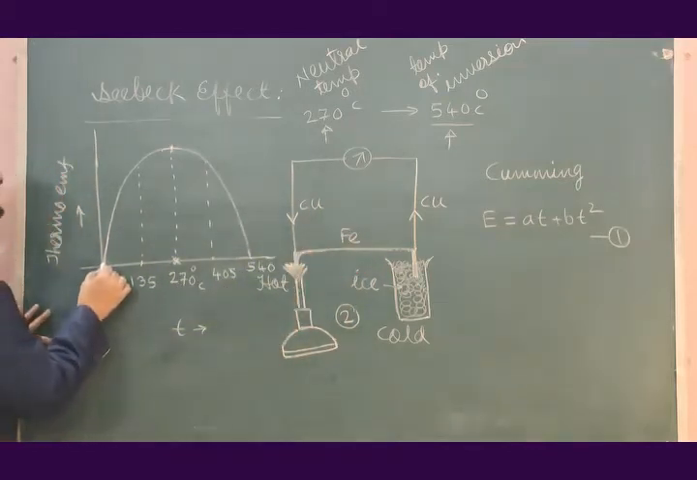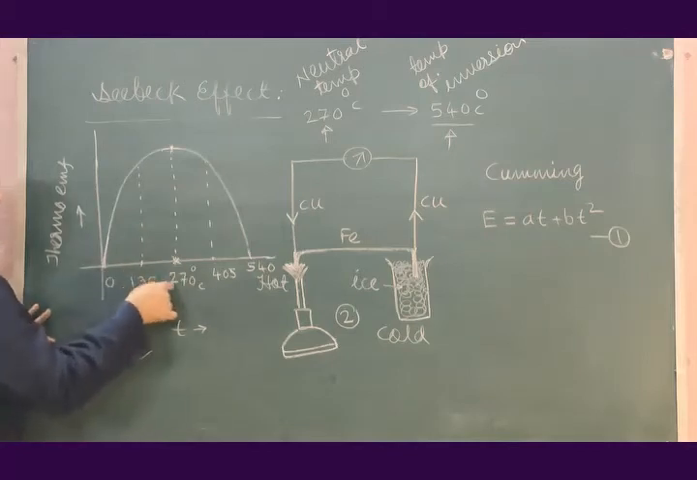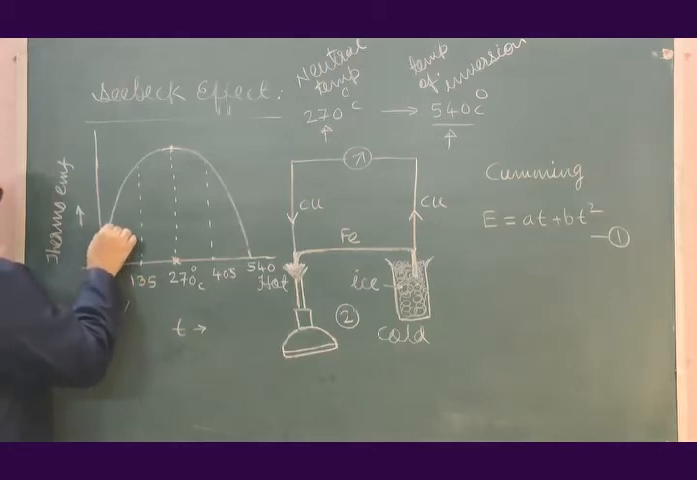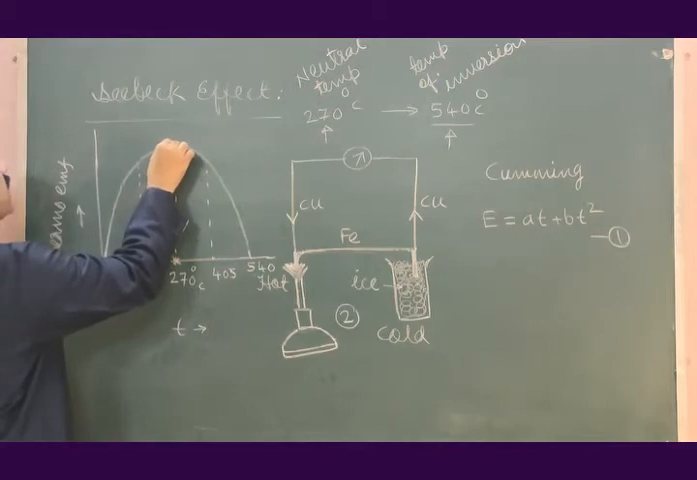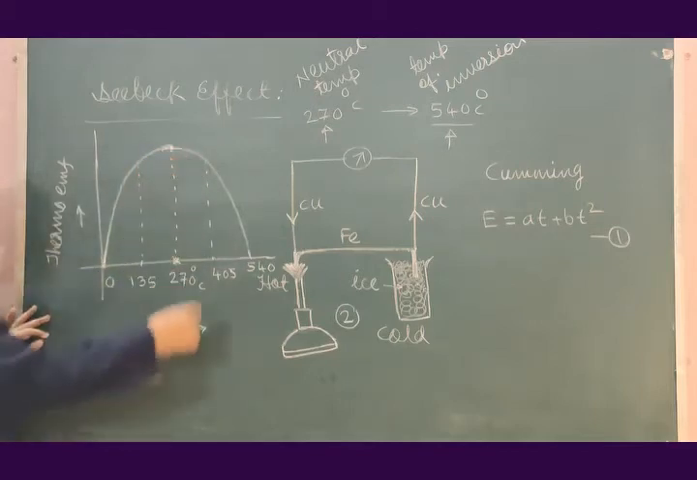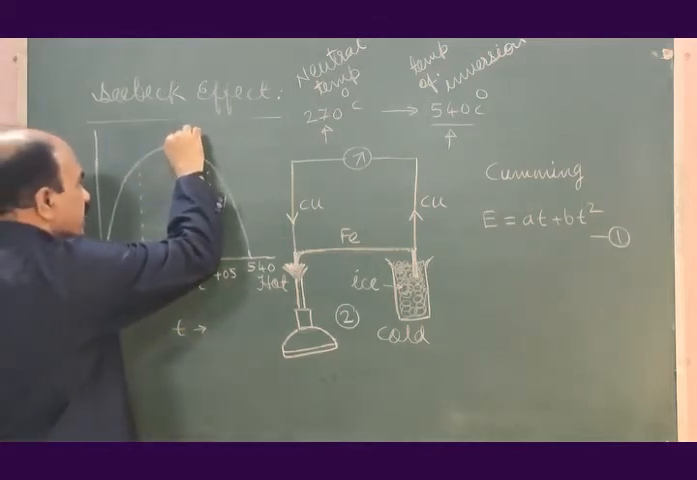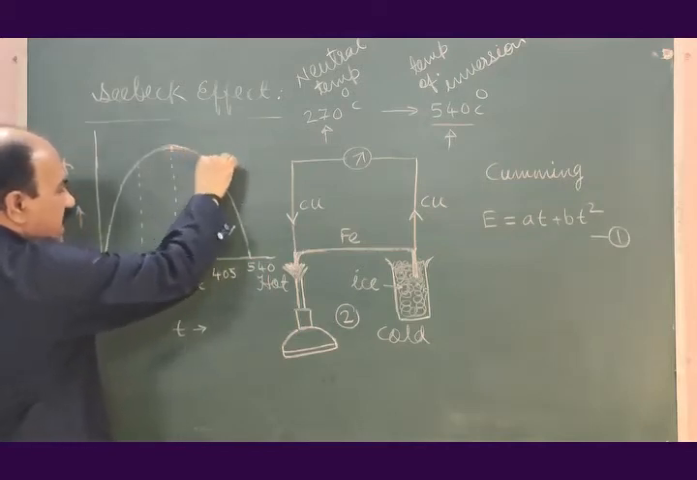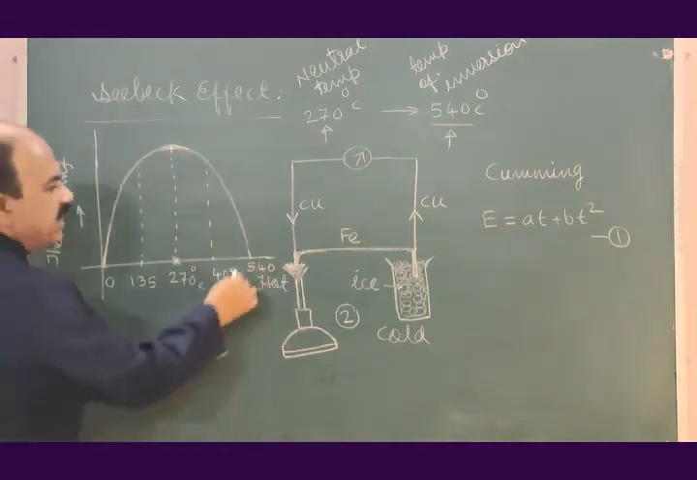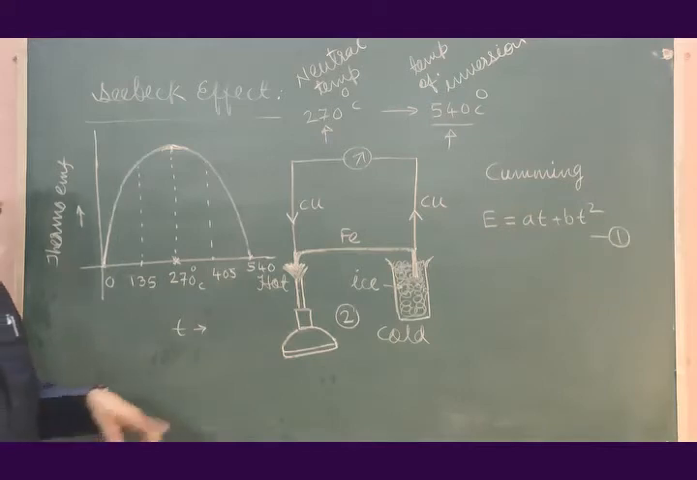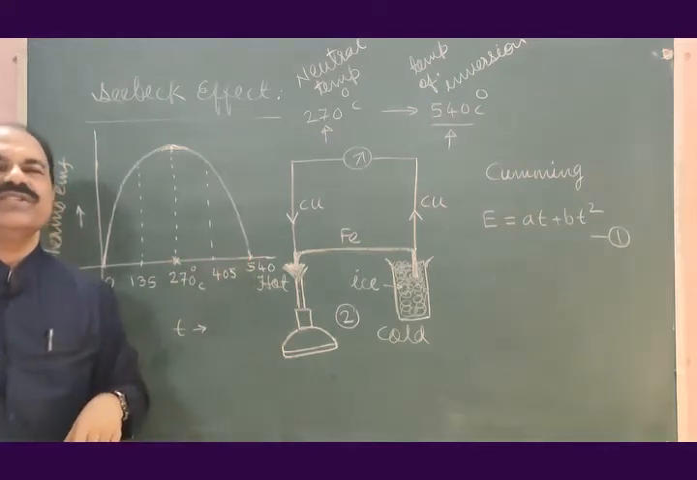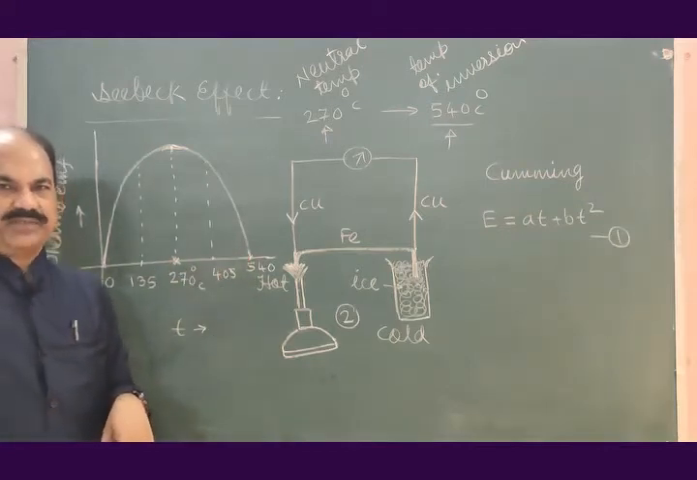As we see, as the temperature is increased from 0 to 270 degrees Celsius, the thermo EMF rises continuously. It becomes maximum here. When the temperature is increased further, the thermo EMF starts decreasing. It comes to 0 when the temperature becomes 540 degrees Celsius. This temperature is the temperature of inversion.